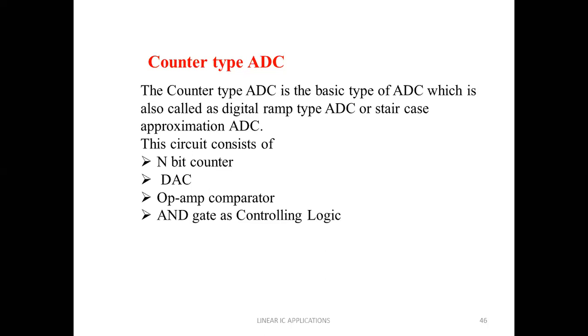Now I am going to the second type of analog to digital converter, which is the basic type of ADC, also called digital ramp type or staircase approximation type ADC. This circuit consists of an n-bit counter, digital to analog converter, op-amp comparator, and an AND gate as controlling logic. Before ADC we discussed the DAC. Here the DAC is also a part of this counter type ADC, and in the next class, in successive approximation also, the DAC plays a part of the ADC.